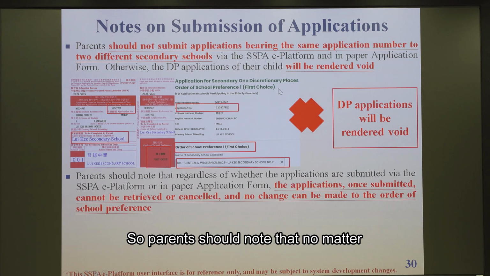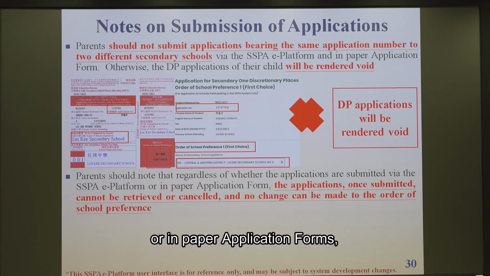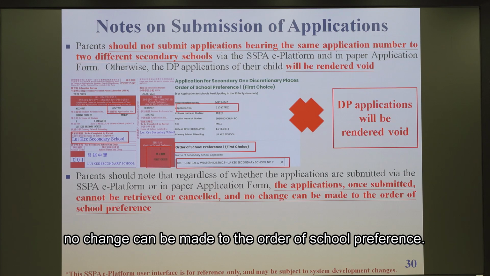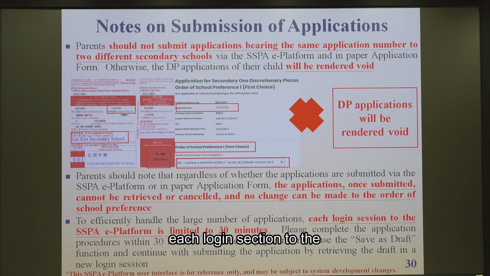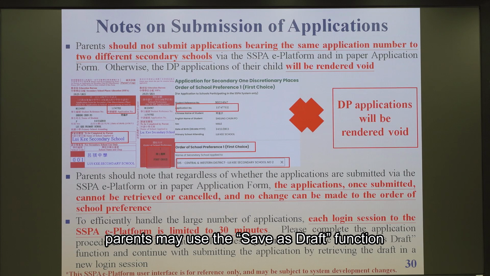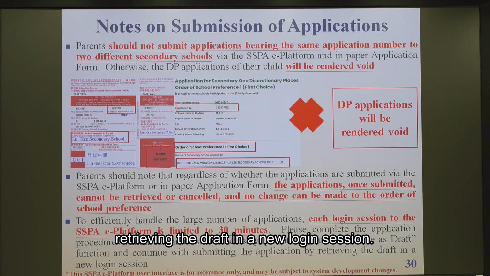So parents note that no matter whether the applications are submitted via the SSPA e-platform or in paper application forms, the application, once submitted, cannot be retrieved or cancelled, and no change can be made to the order of school preference. To efficiently handle the large number of applications, each login session to the SSPA e-platform is limited to 30 minutes. Please complete the application procedures within 30 minutes. If necessary, parents may use the Save as Draft function and continue submitting the application by retrieving the draft in a new login session.